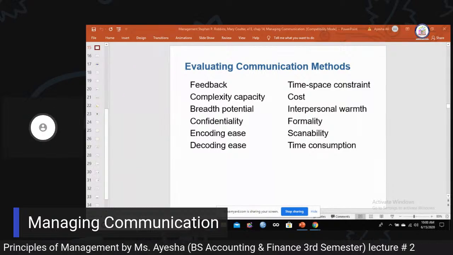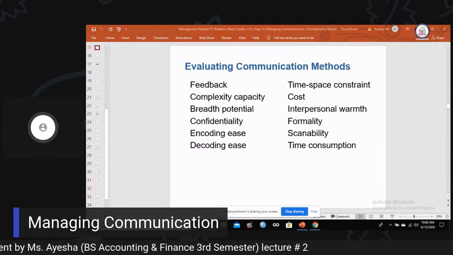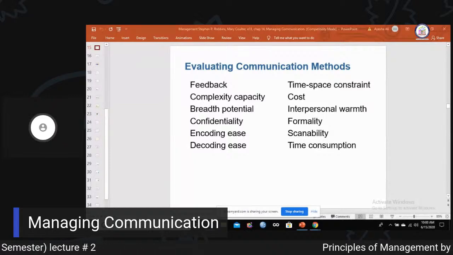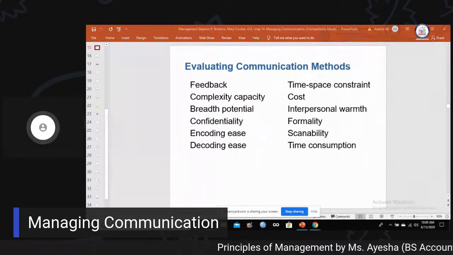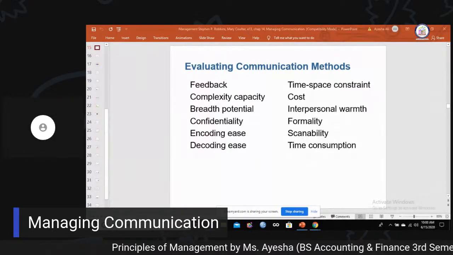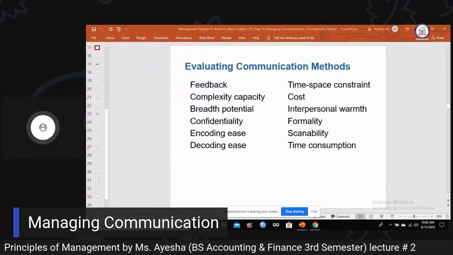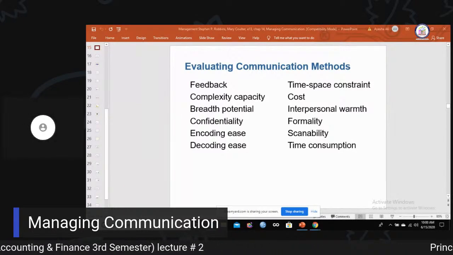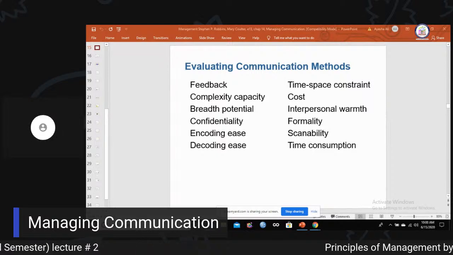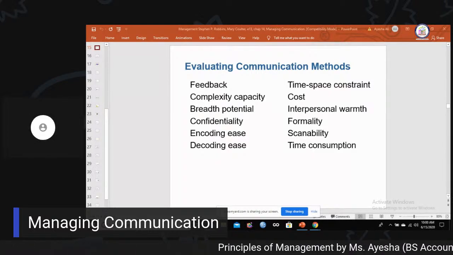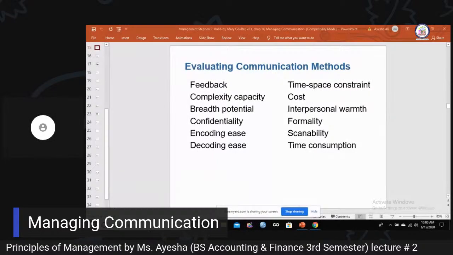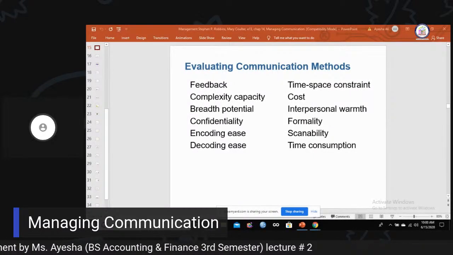In the previous session, we left from this slide, and now we will continue from this slide. First, I want to review this slide in which we discussed the methods of evaluating the communication methods. The first one is feedback. Feedback means how quickly we get the feedback from the receiver.